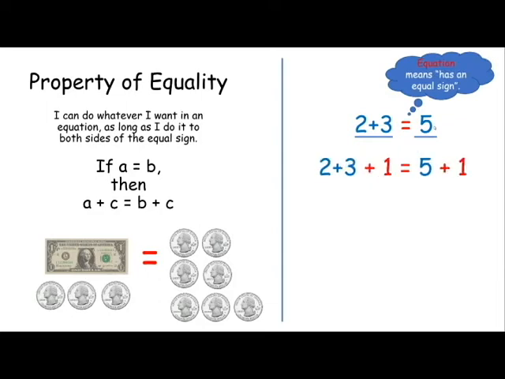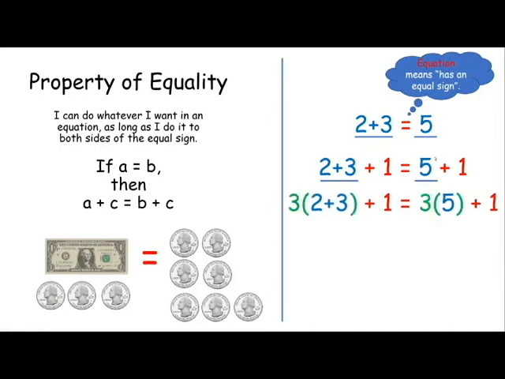But suppose I were to add 1 to both sides. Are they still equal? This is now 5 plus 1. This side is a 6, and this side is also a 6. They are still equal to one another.